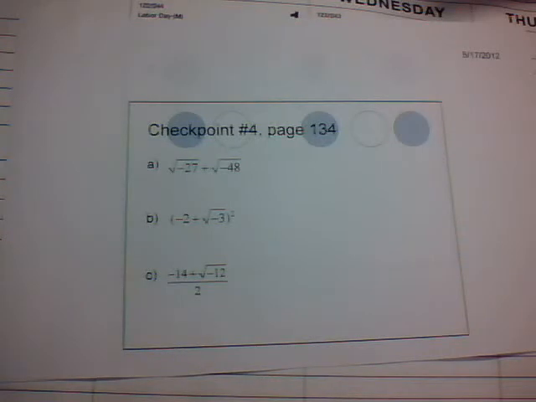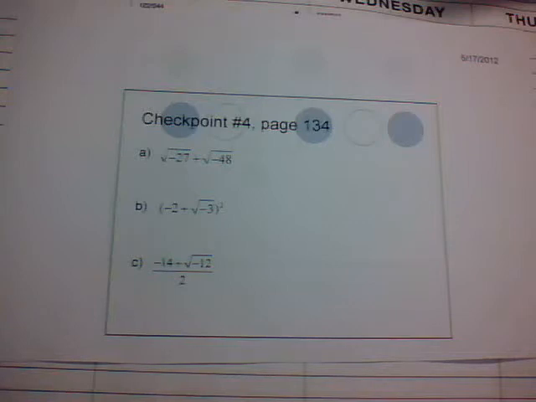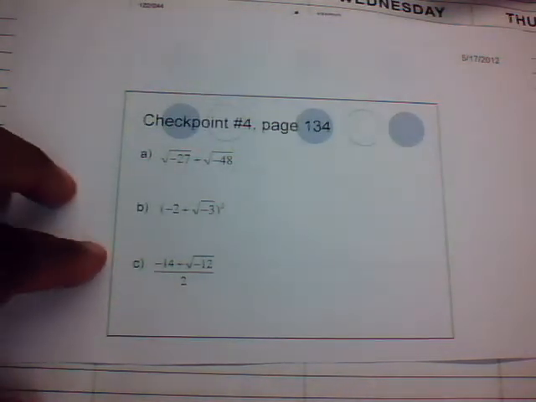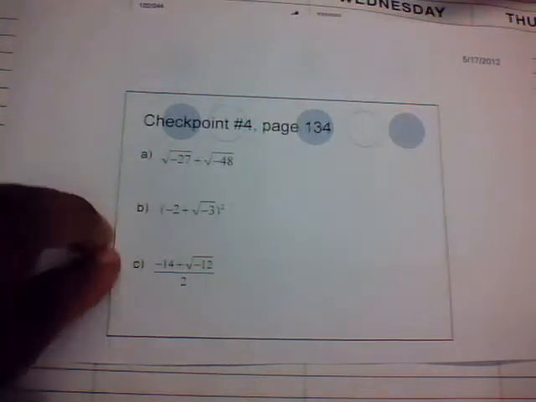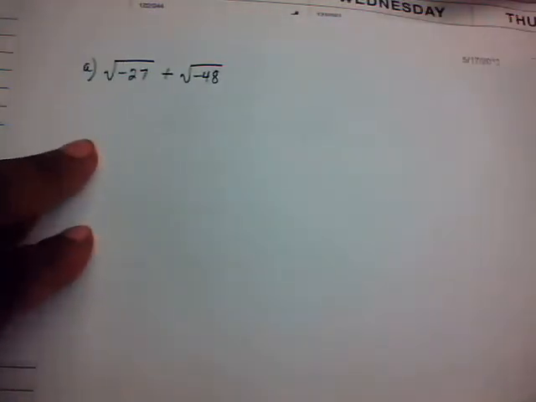So let's look at how we can express this in simplest form. Here we want to evaluate these using the concept that we have to express each one in terms of I. Here in part A, you've got the square root of negative 27 plus the square root of negative 48. We'll start with that first, and then we'll get to the other two problems, B and C, later.